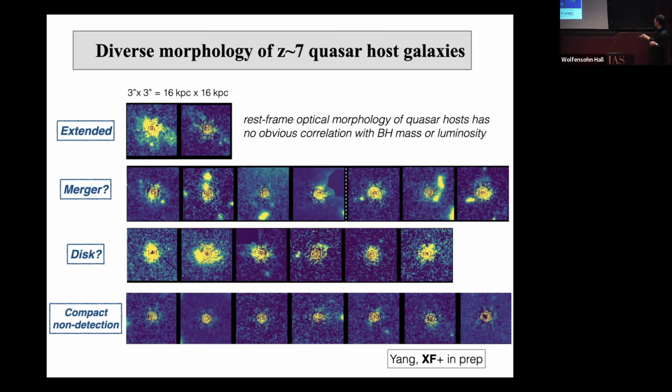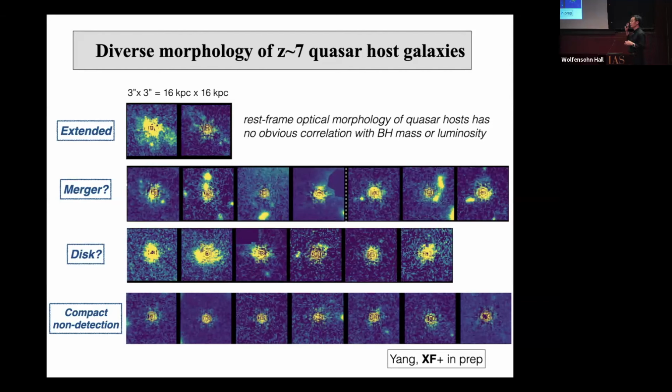And still about a third of them are not detected, in the sense that after PSF subtraction from the JWST images, we still do not see the stellar light from the quasar. They are either too compact, too faint, or too densely obscured, or a combination of the three. So we do see a very wide diversity of properties of host galaxies.